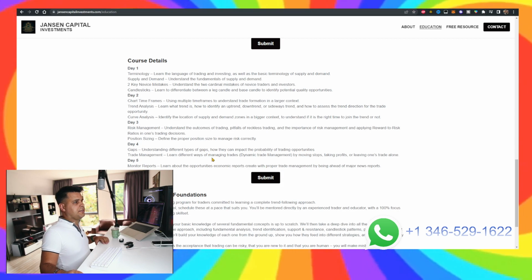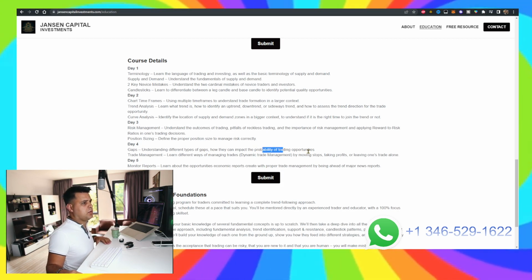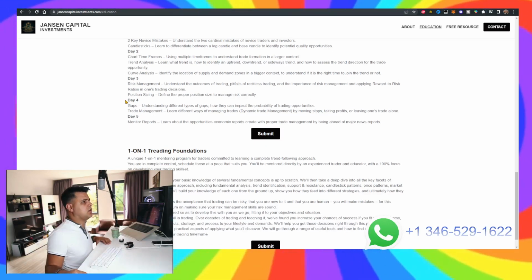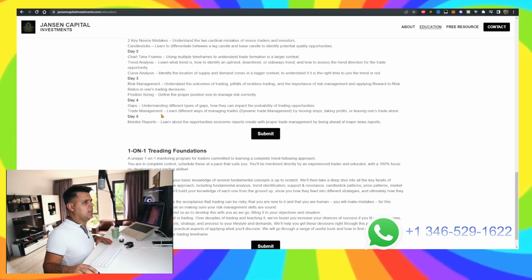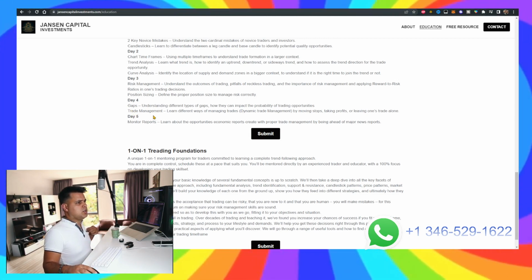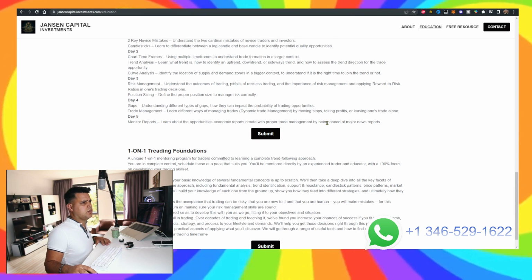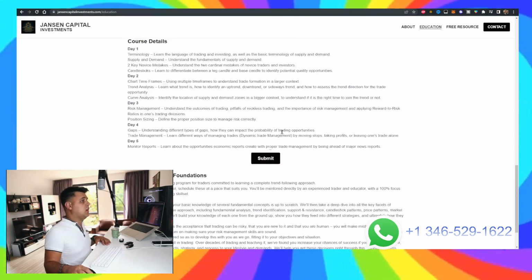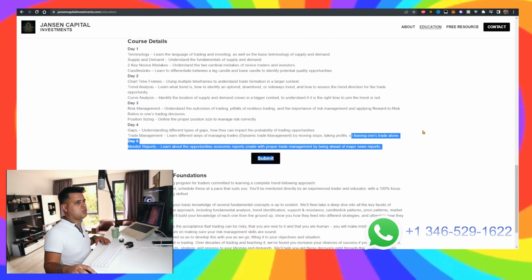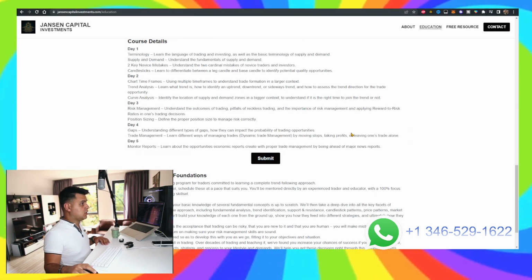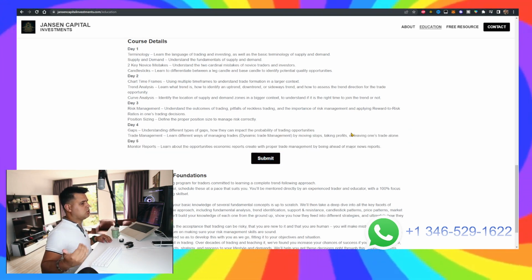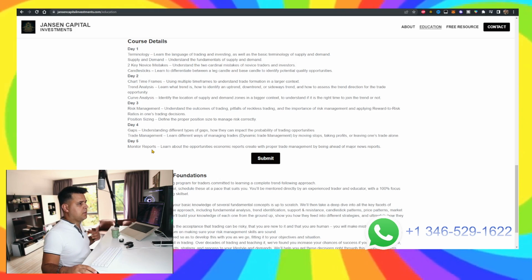Gaps: understanding different types of gaps, how they can impact the probability of trading opportunities. This is really good, especially for stocks. Trade management: learn different ways of managing trades. Dynamic trade management by moving stops, taking profits, or leaving one trade alone. Most of the time, I would prefer to have more trades and just leave the trades alone so I can execute with a limit order to save on fees. That's just my opinion right now.